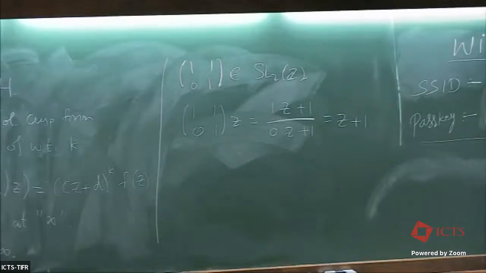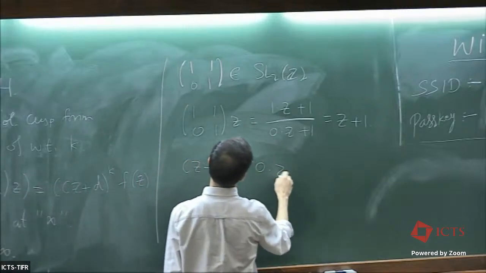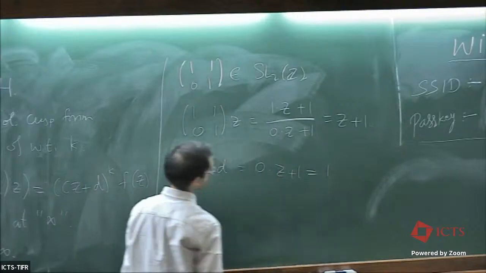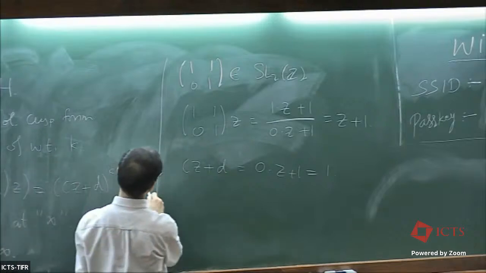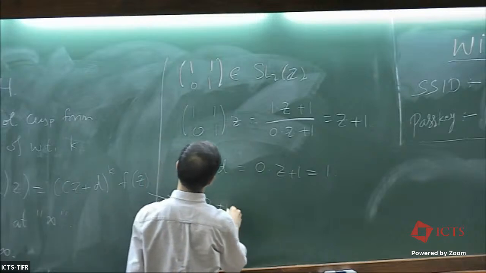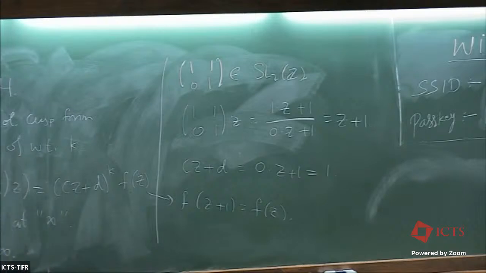And if you look at the factor of cz plus d over here, cz plus d is going to be 0z plus 1, which is 1. So if you look at this particular condition, what that translates to is the fact that f of z plus 1 is equal to f of z. That is, it is a one periodic function over the real line. And so you can Fourier expand this.